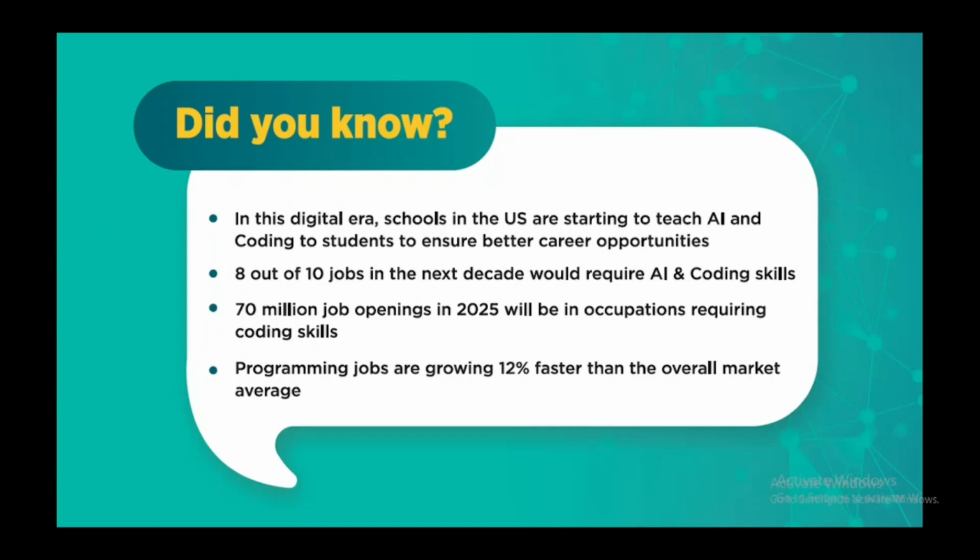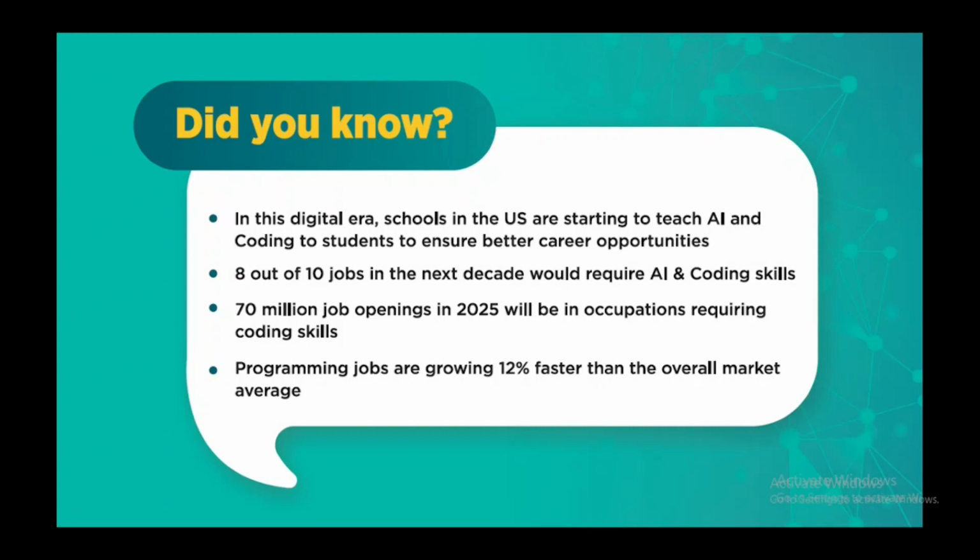Did you know in this digital era, schools in the US are starting to teach AI and coding to students to ensure better career opportunities? If you find out the number of people traveling out, most of them really want to go into the digital. They really want to learn this digital skill because that is what is really helping them over there. So imagine yourself as a child, you are able to acquire a digital skill, and when you go through secondary school down to the university, you are able to do something for yourself.